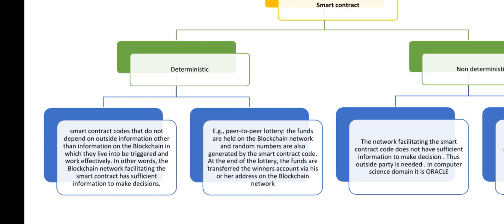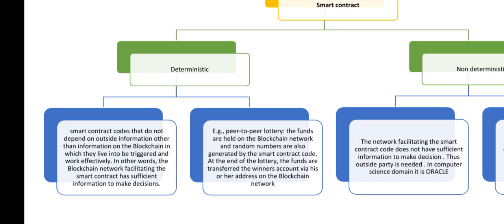A lot of online lottery systems are available. How can those processes be executed? The funds are held on the blockchain network, and random numbers are also generated by the smart contract code. At the end of the lottery, the funds are transferred to the winner's account via his or her address on the blockchain network. As simple as it is.